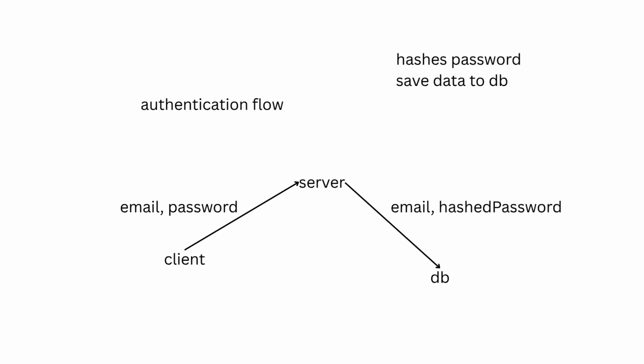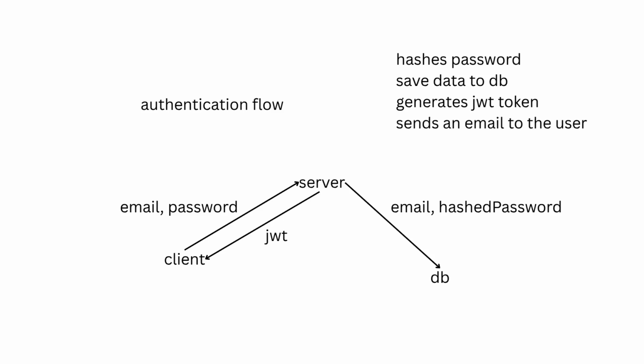After hashing, the server saves the details to our database. The third step is generating a JWT token, which the server sends back to the client in order to authenticate the user. Now, it's all right till here, but then you decide to send an email to the user on their email address in order to verify it. This particular task is what we can term a background job.